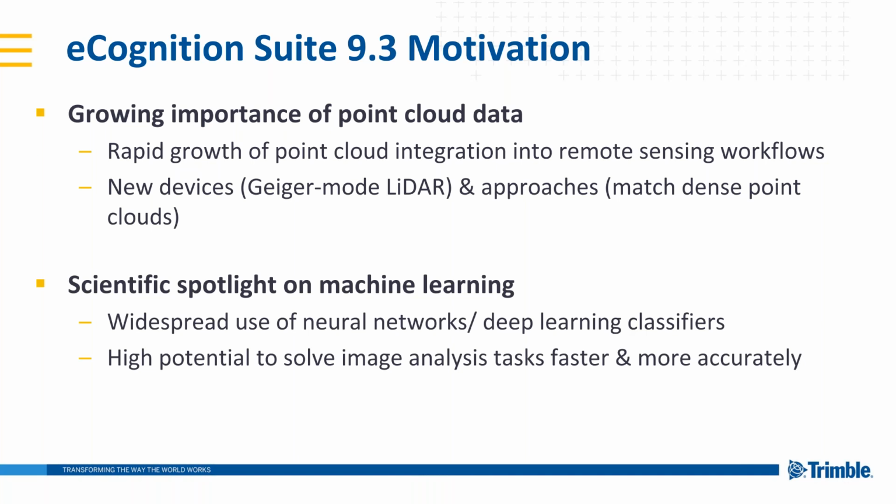Secondly, the scientific spotlight that is being shed on machine learning, in particular on techniques such as deep learning. This was very important for us. We saw that there is a widespread use of neural networks and deep learning classifiers in the industry, and we also recognize the high potential of these techniques to solve image analysis tasks faster and potentially more accurately within remote sensing workflows, and of course integrating these opportunities into eCognition was something that we were greatly interested in. Those are two of the pillars behind version 9.3.